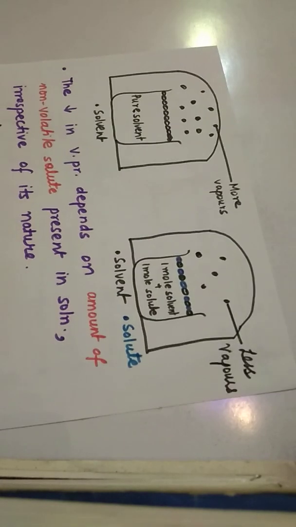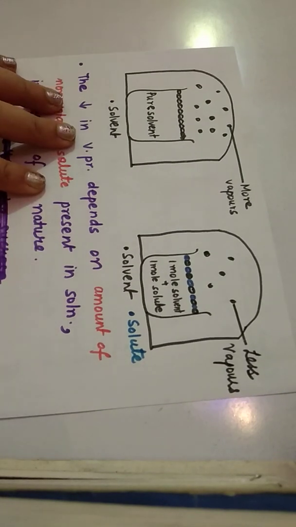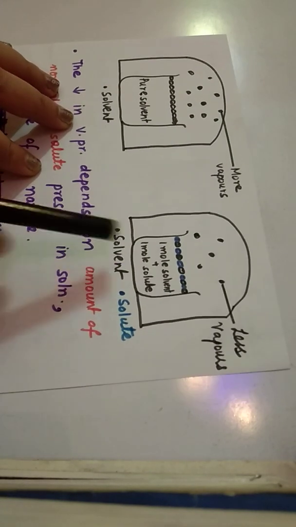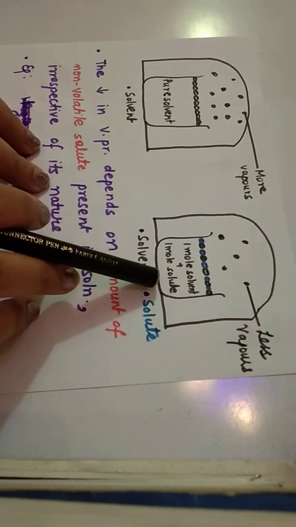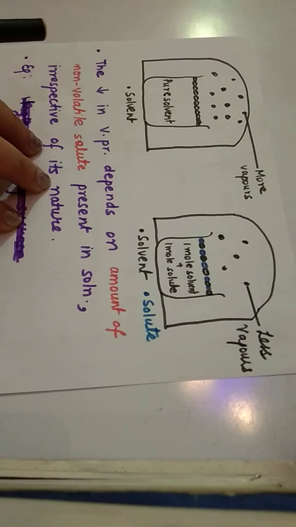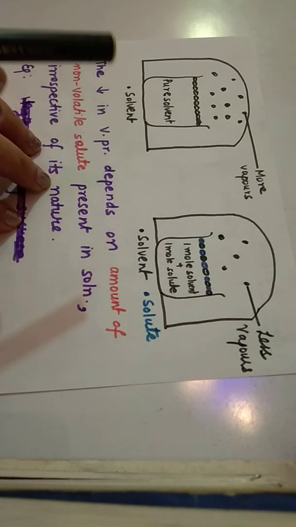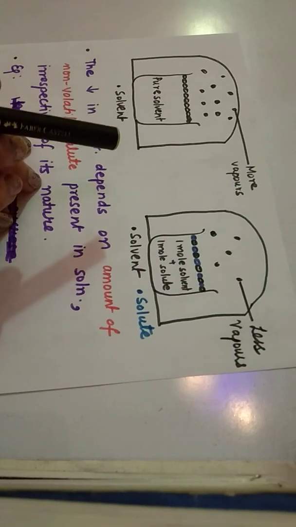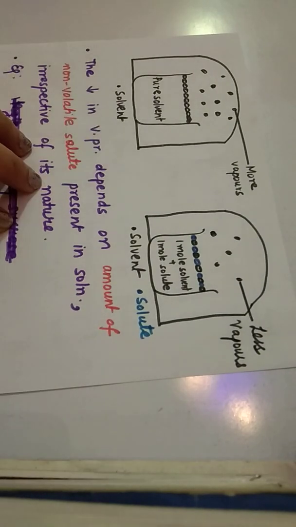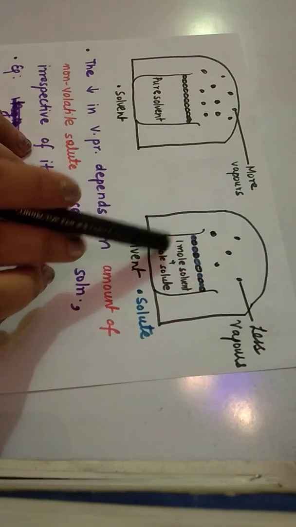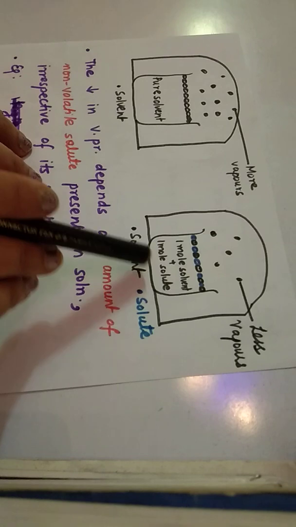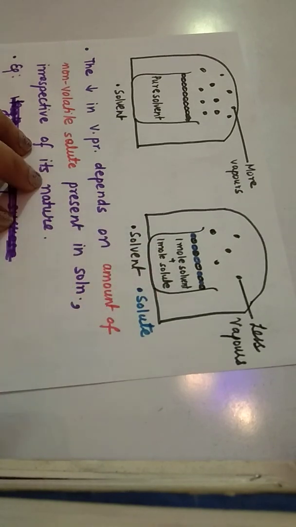Now if we talk about a solution in which a non-volatile solute is present, you know children, what is a non-volatile solute? A non-volatile solute is one which cannot vaporize. So here this solution is formed by dissolving a non-volatile solute in a solvent.